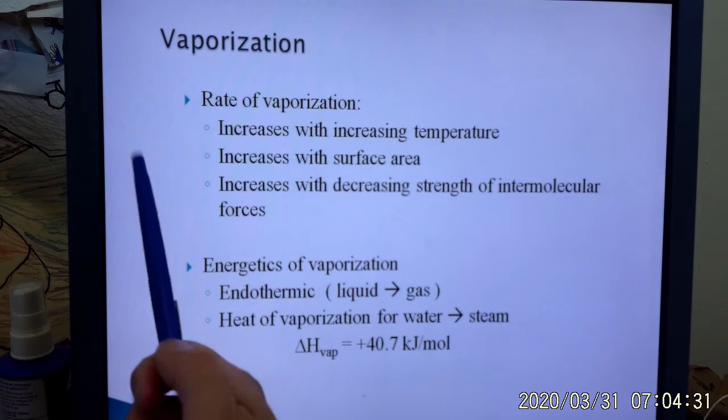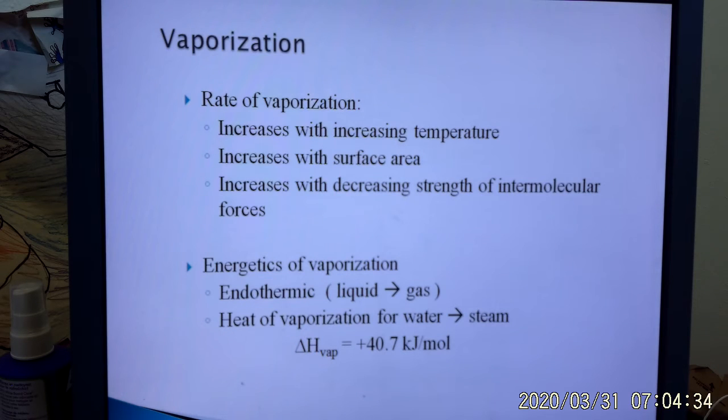If you look at the rate of vaporization, it increases with temperature. So on hot days, if you have a puddle of water, it actually evaporates faster. It increases with surface area. So if you spill water and spread it out, it will evaporate more quickly. Okay? And it increases with decreasing strength of intermolecular forces, so you have less of a surface tension. So if you compare a puddle of water to a puddle of gasoline, the gasoline will actually evaporate at a much faster rate than the puddle of water.